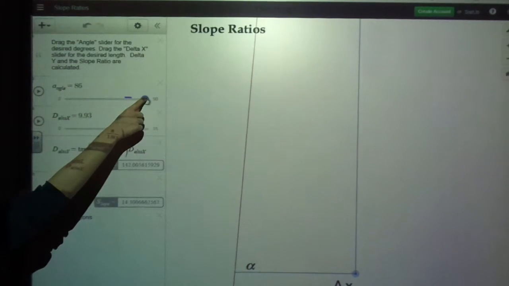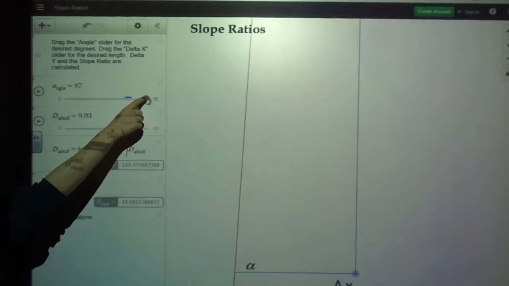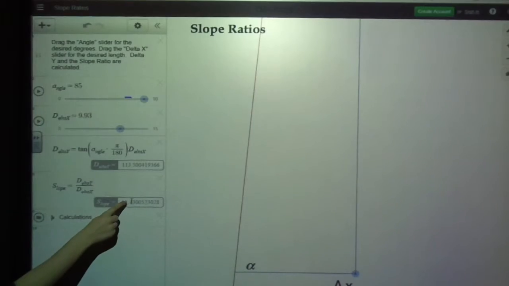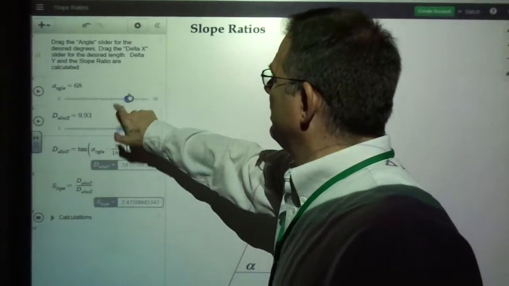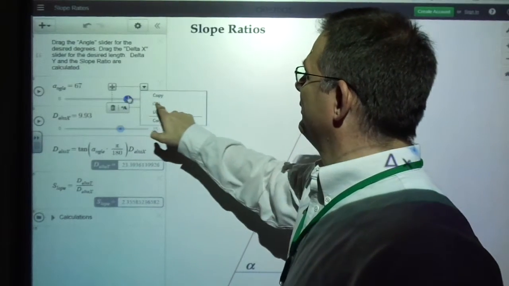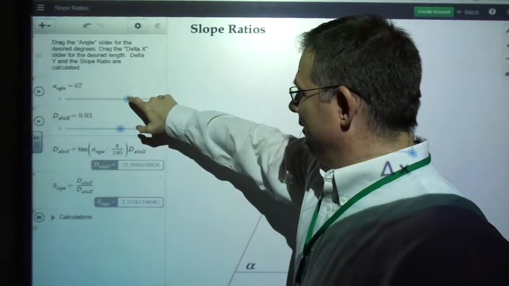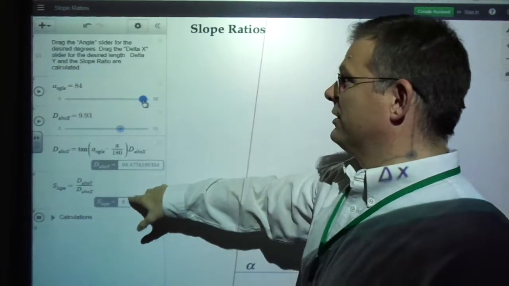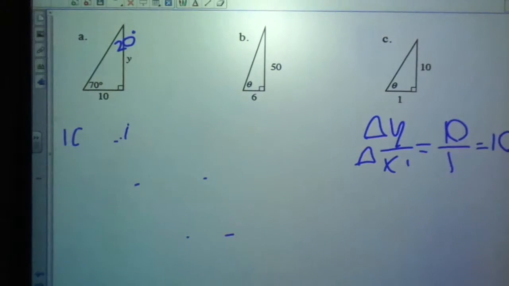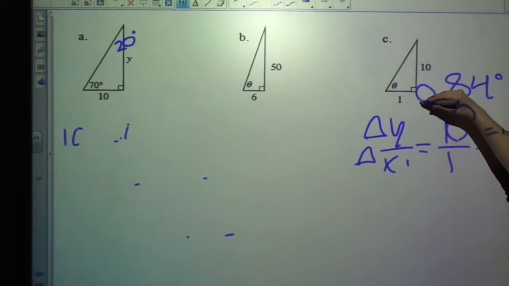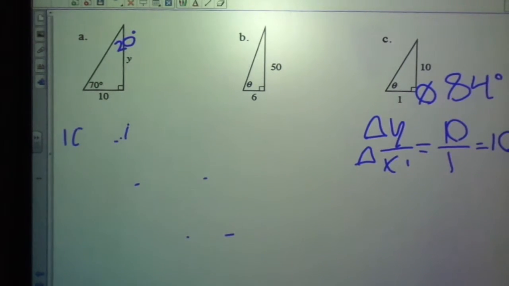Okay. Can we just type it? You can. We've got to get rid of this. Yay! All right. So we're looking for the number 10 down there. I think 9 point something, that's as close as it's going to get. That's really close. So that means we have 84 degrees as our theta. Very good. All right, good.